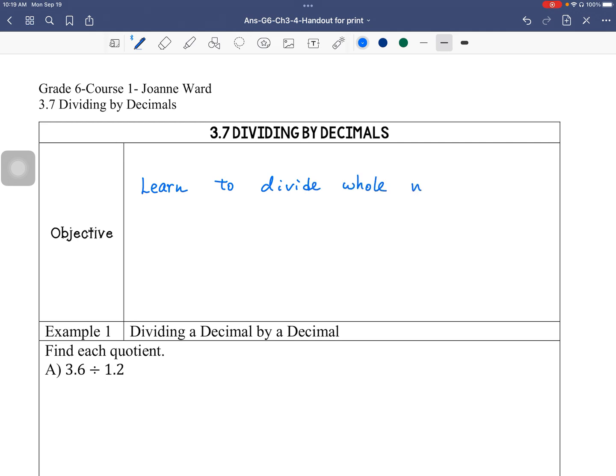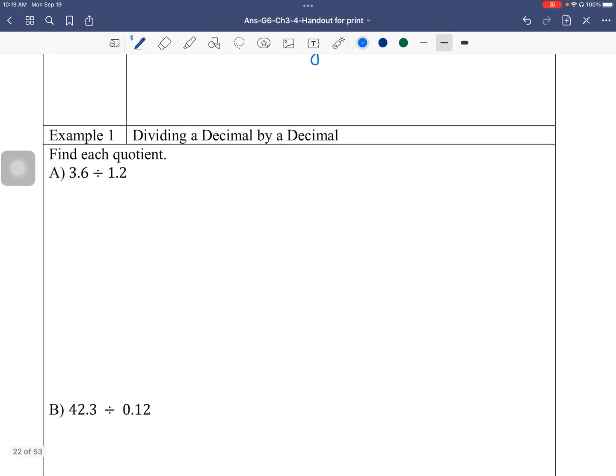whole numbers and decimals by decimals. So here we want to try to learn to divide the whole numbers and decimals by decimals. Okay, so how do we divide a decimal by a decimal?